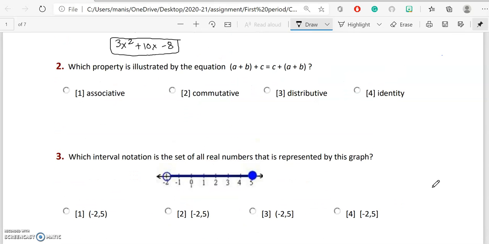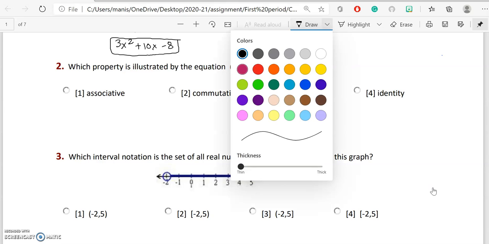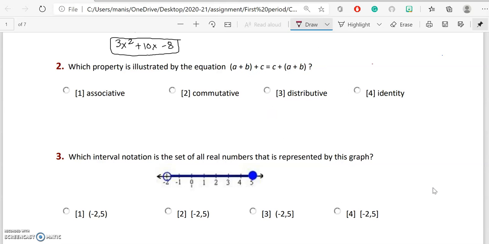Which property is illustrated by the equation (A + B) + C = C + (A + B)? So what is the associative property? This is an example of the associative property. If you have something like A plus B plus C, you can also write it like this, C plus A plus B. If you pay attention, both sides are the same. So yes, this is an example of the associative property. So this is a correct choice.